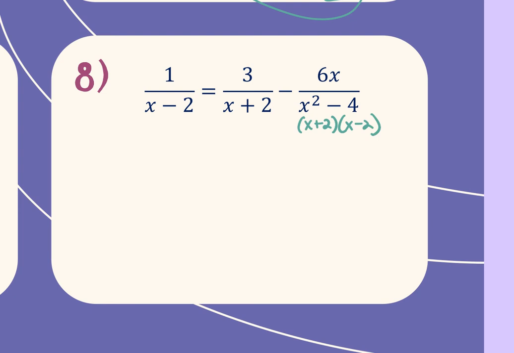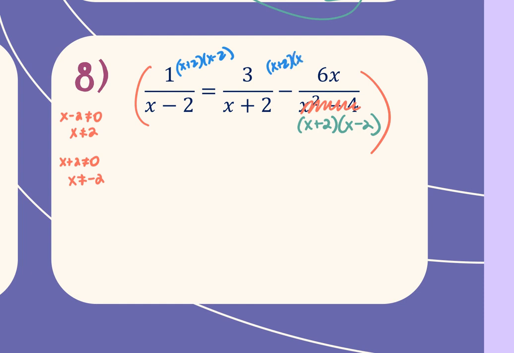Then I want to figure out what x can't equal. So x minus 2 cannot equal 0. X plus 2 cannot equal 0. And then I have the same things repeated from before, which means I don't need them again. So I get x cannot equal 2 and x cannot equal -2. What's my least common denominator? X plus 2 times x minus 2. Good. So each fraction is going to get it.